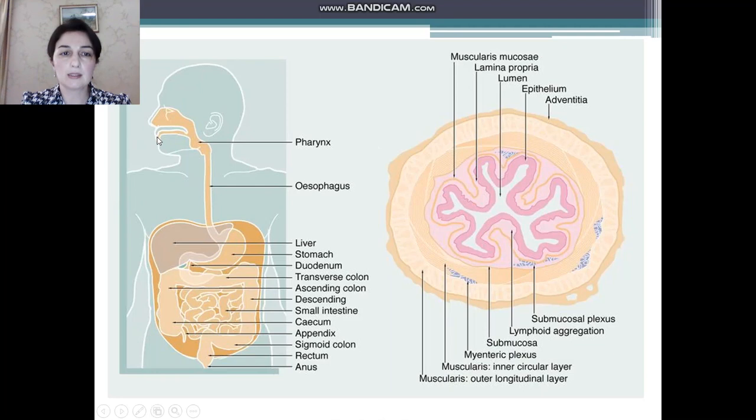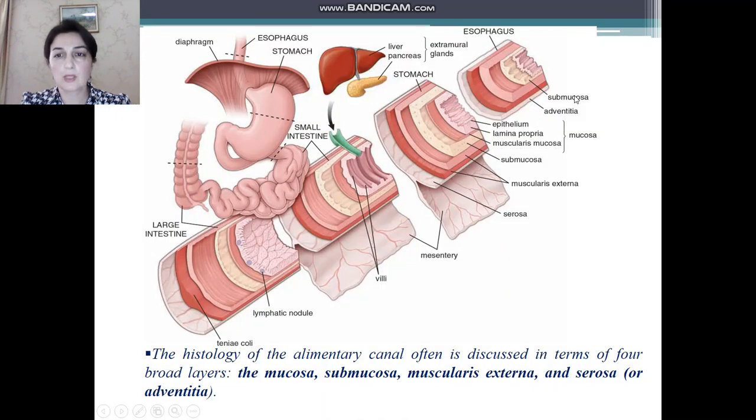The alimentary canal starts in the oral cavity, and continues into the pharynx, then the esophagus, stomach, then small and large intestines. In the wall of the alimentary canal, we can distinguish several components. These are several layers. That is the histology of the alimentary canal. The innermost coat of the alimentary canal is the mucosa.